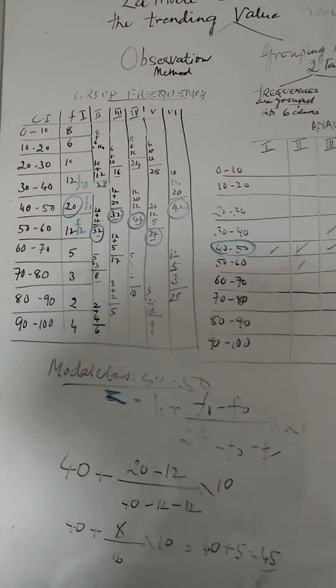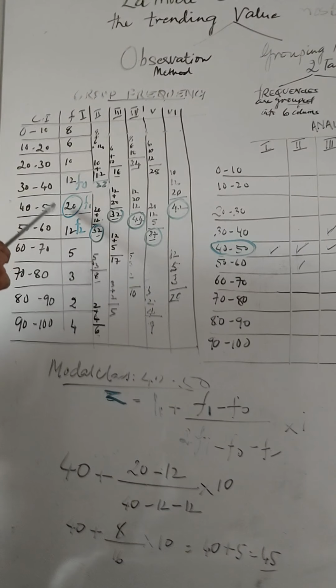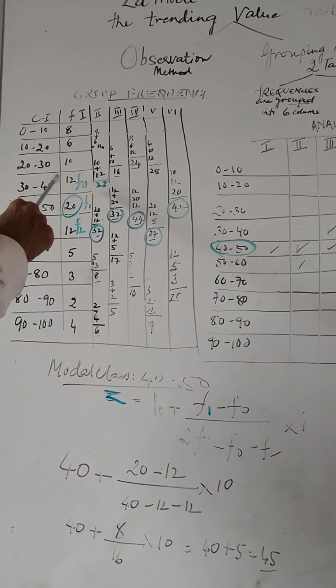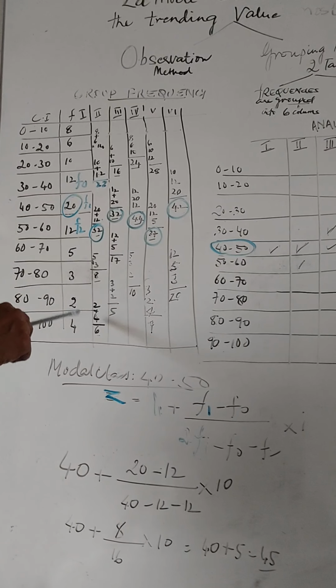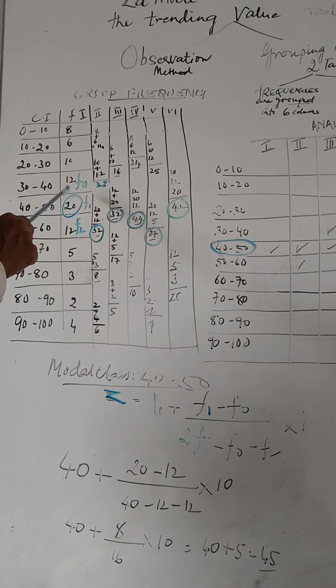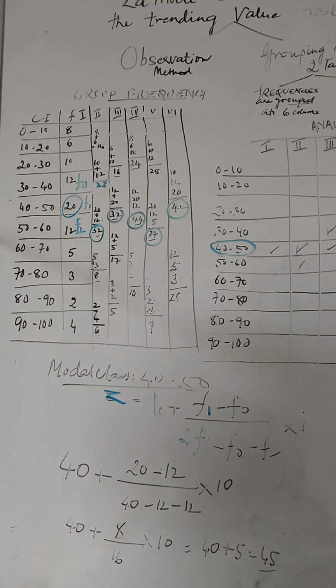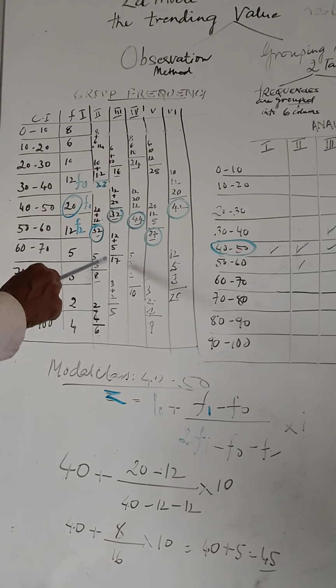And another thing, after doing every column, make sure that you mark the highest frequency. So in the first column, we know that 20 is the highest, corresponding to 40 to 50. Now let's just take the second column.